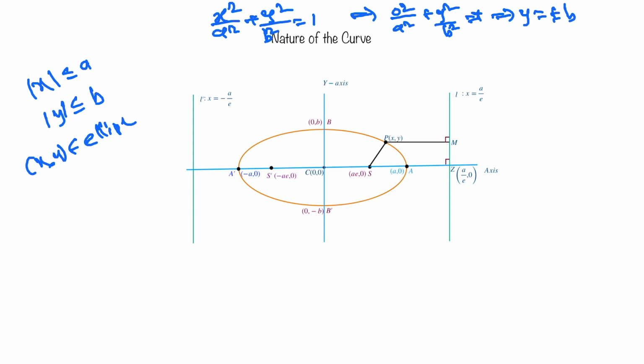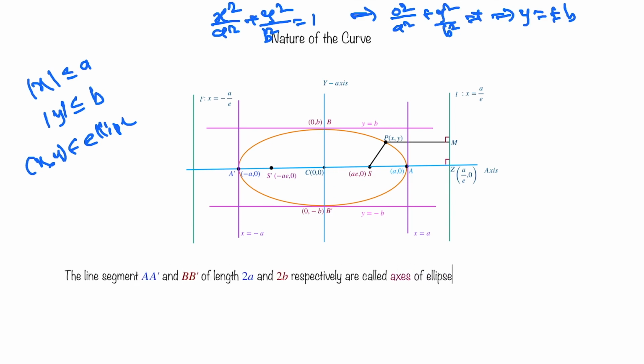That means we can say that this ellipse is bounded between two vertical lines, x equal to minus a and x equal to a, and two horizontal lines, y equal to minus b and y equal to b. Okay, next, the length of this AA dash segment is going to be 2a, and the length of this BB dash segment is going to be 2b. Here, the line segments AA dash and BB dash of lengths 2a and 2b respectively are called axes of an ellipse. In this case, AA dash is called the major axis, and BB dash is called the minor axis.